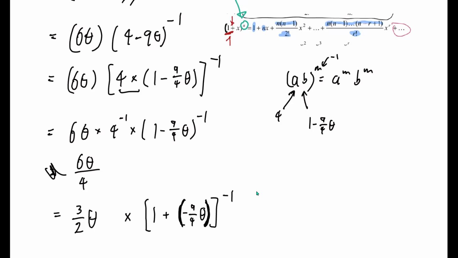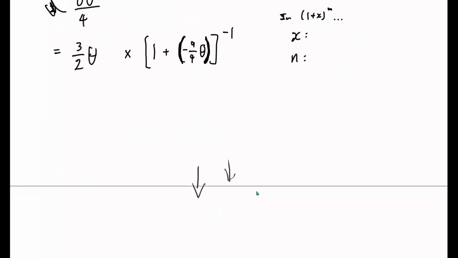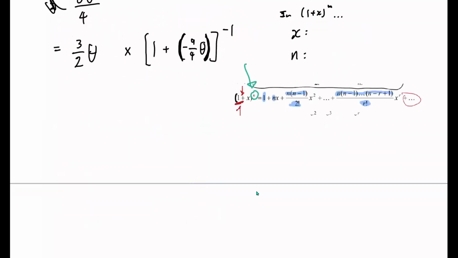Then, what's my x? 1 plus x power n. What's my x? What's my n? Who's the x? Who's the n? This is your x and your n. Very good. Then we're going to use the formula now. Let's copy it down so you can have a reference. So this 3/2 theta will just tag along at the front. Then you multiply by it. Now you need to expand everything. So tell me how to expand. Go.